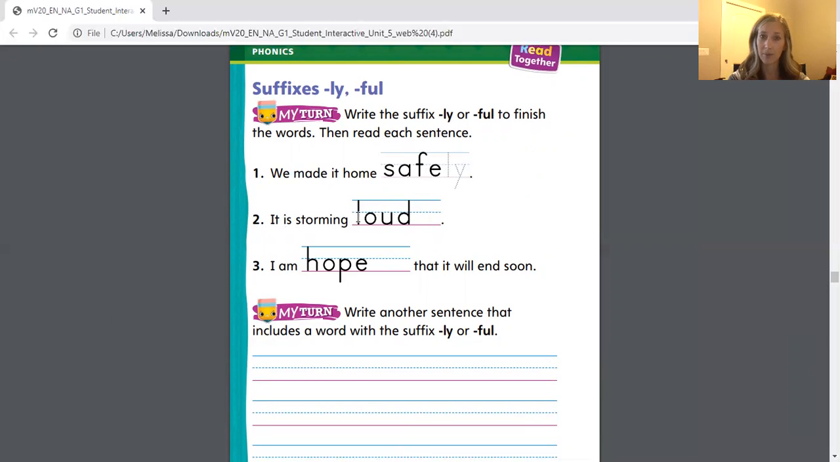Would I say it is storming loudly or loudful? Loudly. Go ahead and add your suffix ly. Number 3, I am hope that it will end soon. I am hopely or I am hopeful. It should be hopeful. Add your suffix ful. All right, let's read these sentences one more time. We made it home safely. It is storming loudly. I am hopeful that it will end soon.